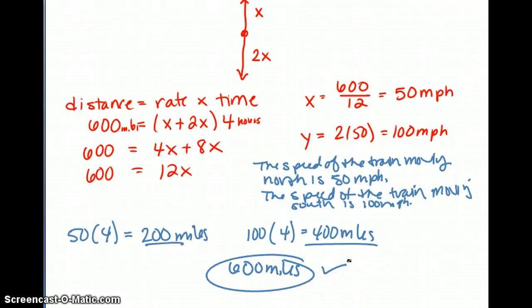So those are just 2 word problems, again, dealing with the concept of distance equals rate times time. You should know this, and you will be expected to solve one of these types of problems on the test.